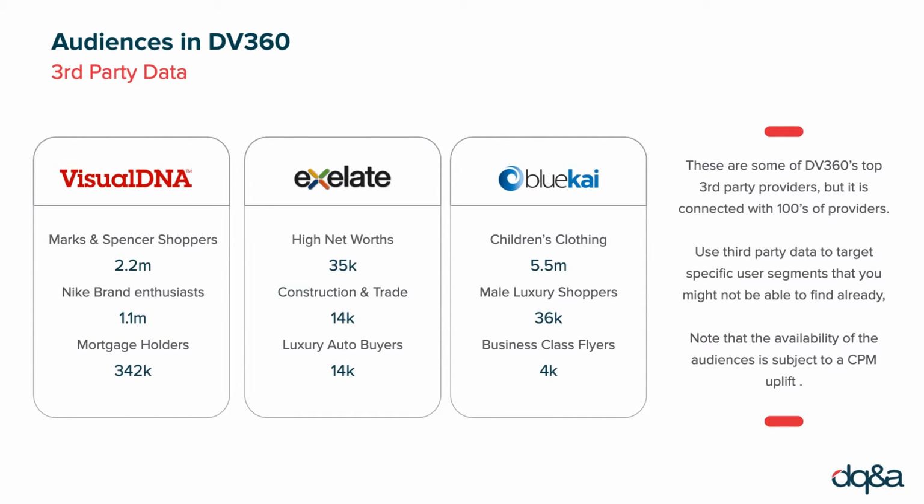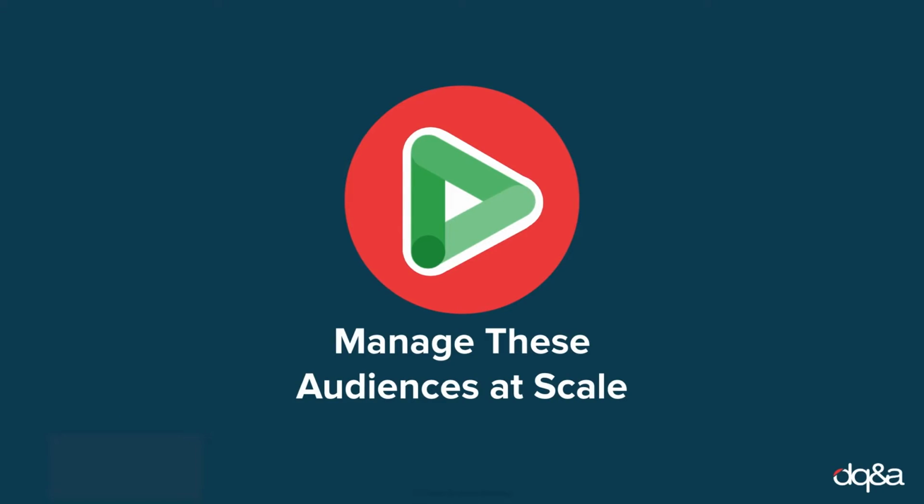You can also target a wide variety of rich third-party data that is packaged by the providers or your own DMP. And DV360 is integrated with many providers, but to name a few, Visual DNA, X8, or Bluekai. So for example, you could target rich high net worth individuals offered by X8, for example. Do bear in mind there is an additional CPM uplift applied to these third-party audiences, whereas Google's affinity and in-market audiences are free. Now that we have had a look at the different sources and audiences available to us, let's look at how we can manage this all at scale.